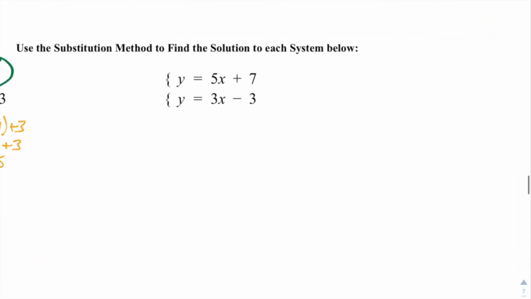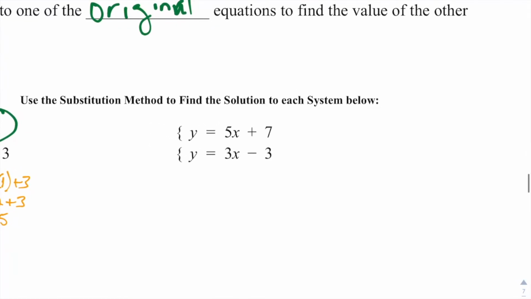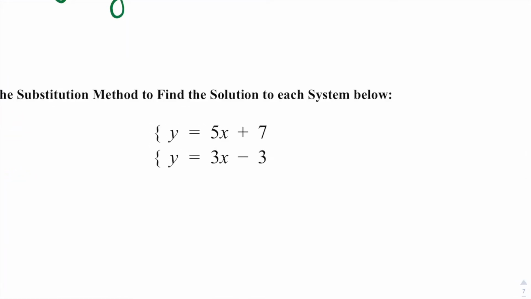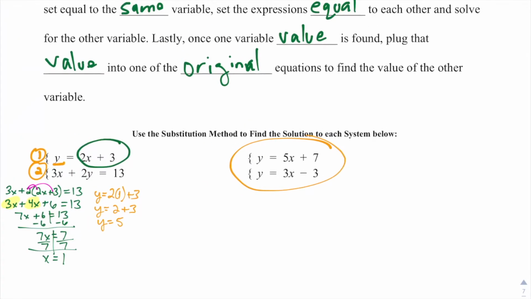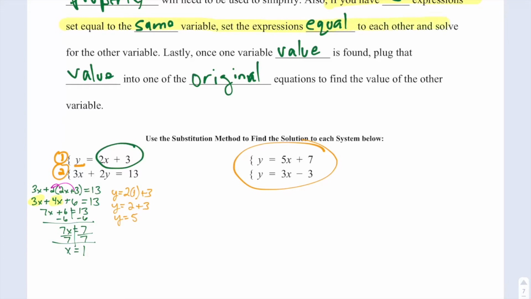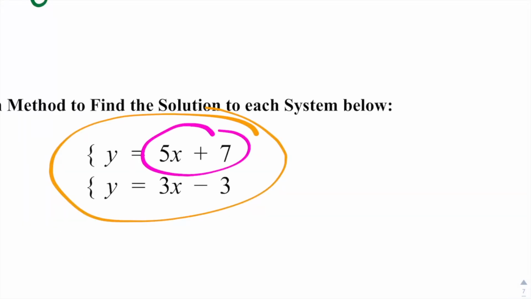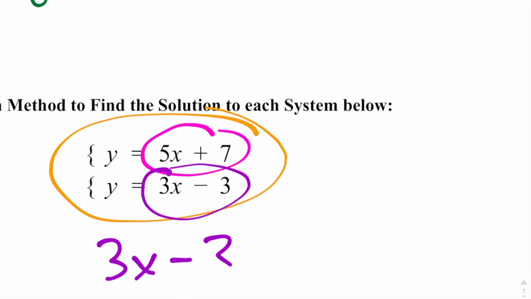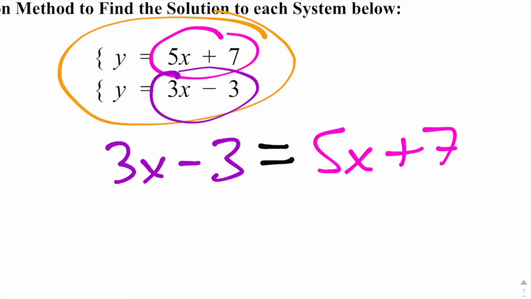Now I'm going to go up here and talk about this other example when you have two linear functions in a system that are equal to the same variable. See how both these expressions are equal to y? This is when we're talking about this part of the notes, when we have expressions set equal to the same variable. So all we have to do is set these two expressions equal to each other, because if this equals y and this equals y, then you know that those two things are equal to each other. So 3x minus 3 is equal to 5x plus 7. Now all we have to do is simplify this equation and solve for x.